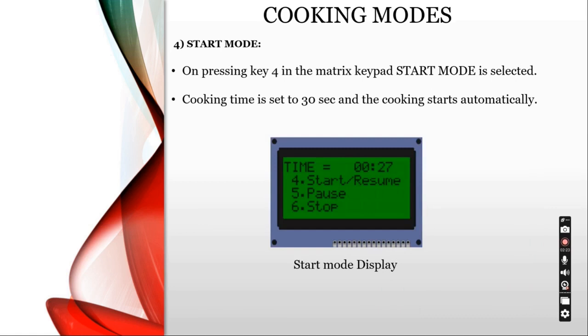Start mode. On pressing key 4 in the matrix keypad, start mode is selected. The cooking time is set to 30 seconds and the cooking starts automatically.